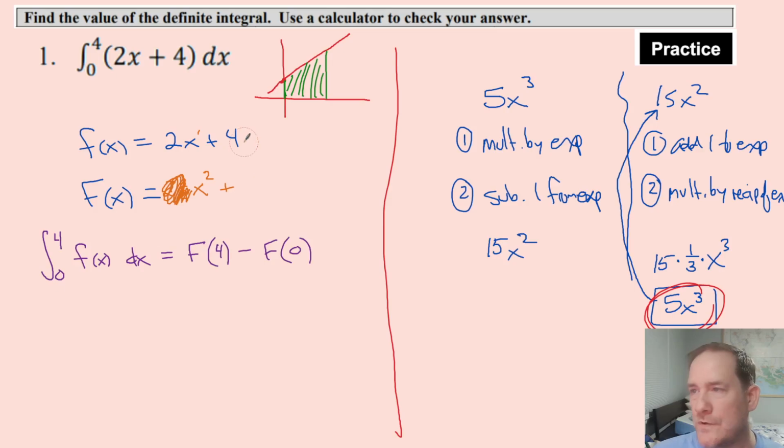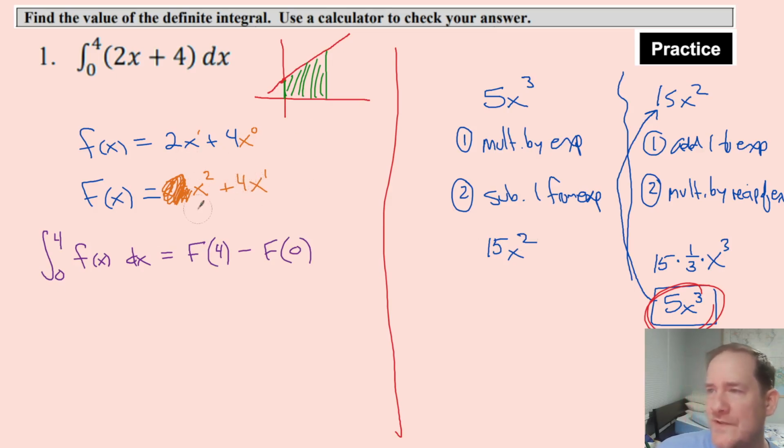Now for the 4, it's technically 4 times x to the 0, right? So this term would be an x term, and I want a coefficient of 4, and my exponent is 1. So 1 times 4 is 4, so that's it.